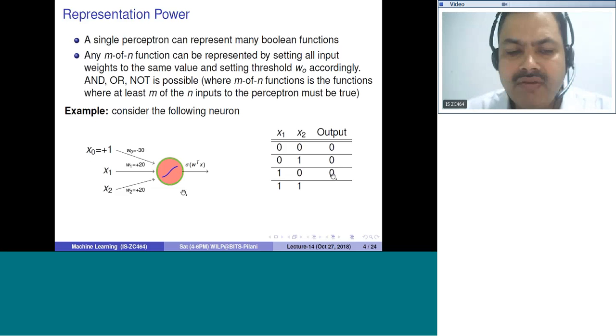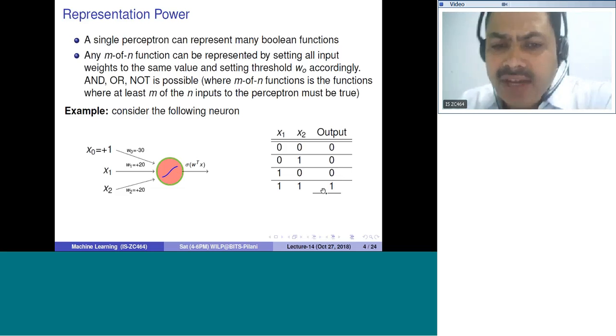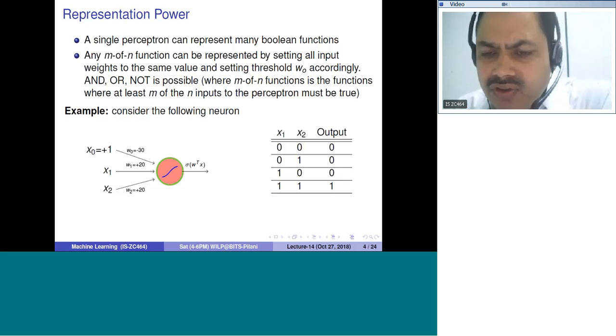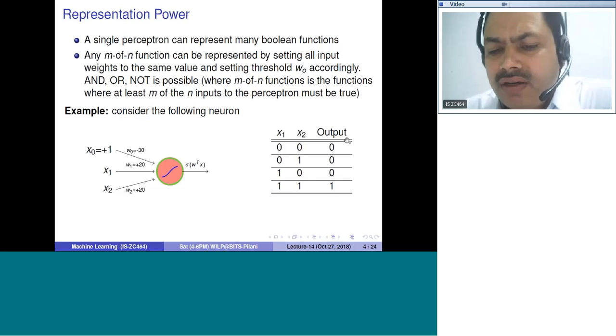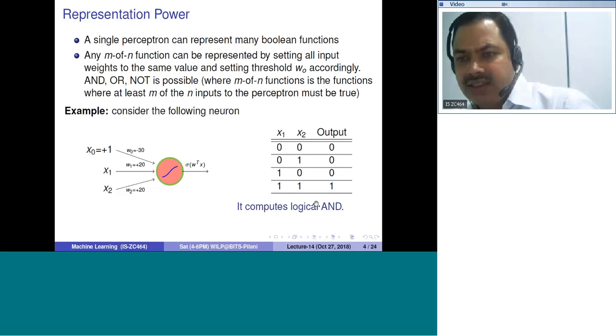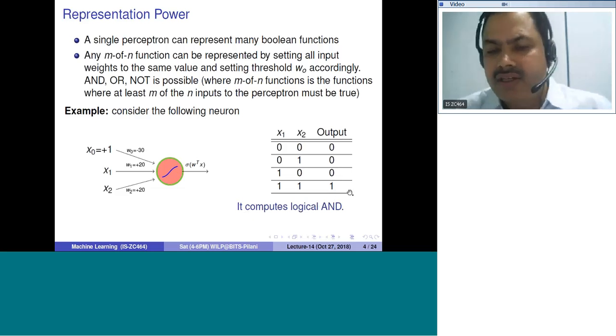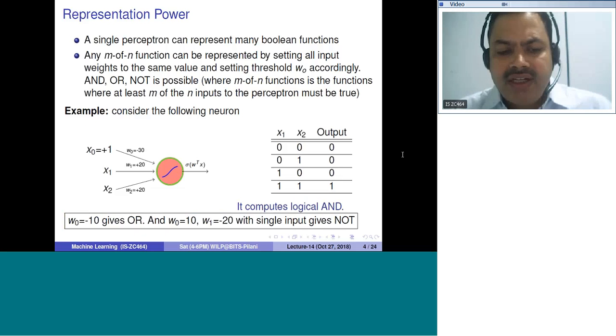If it is 1 1, when the input is 1 1, then what is the output? Minus 30 plus 40 is equal to 10, and therefore the output is going to be 1. If I say that the input can only take these values 0 0, 0 1, 1 0, 1 1, can you find out this table? It is an AND. It computes the logical AND operation. AND is when both the things are 1, then it is 1, otherwise 0. So similarly, if the weight W0 is minus 10, then it becomes an OR operation.